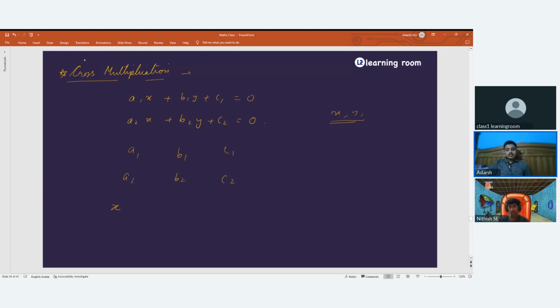If x is in the numerator, it will be b1 by b2 and c1 by c2. If you are considering y in the numerator, you write a1 by a2 and then c1 by c2. If you are taking y, you don't take the coefficients that go with y. If you are taking x, you don't take the coefficients that go with x. And at the end, for 1, you consider a1 by a2 and then b1 by b2.